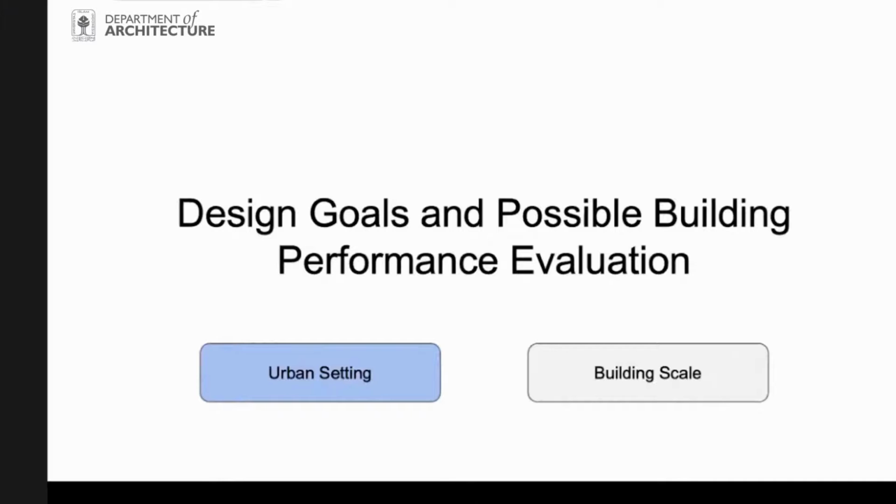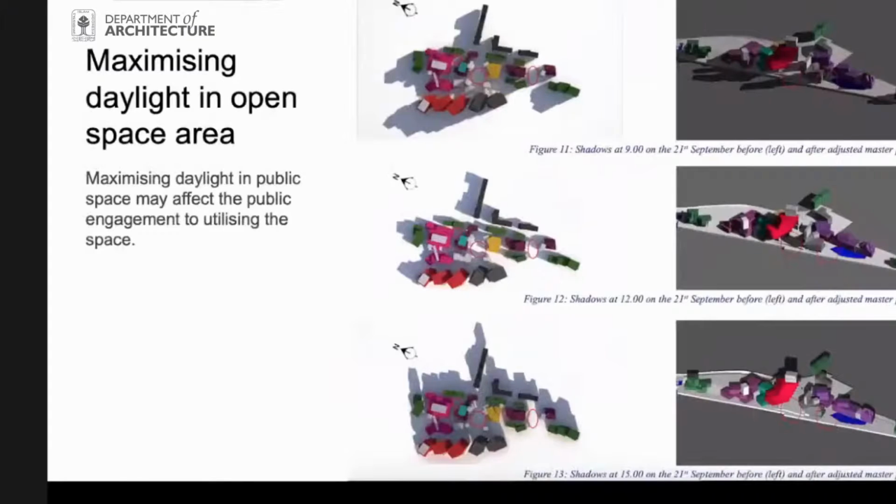Because I see that some students are working with a more urban setting, I will give this topic first: how we can perform building performance evaluation in a more urban setting, while also looking at some examples at the building scale. So looking at the urban setting, if you're designing a public space or open space, we can use this building performance evaluation to maximize daylight in the open space.